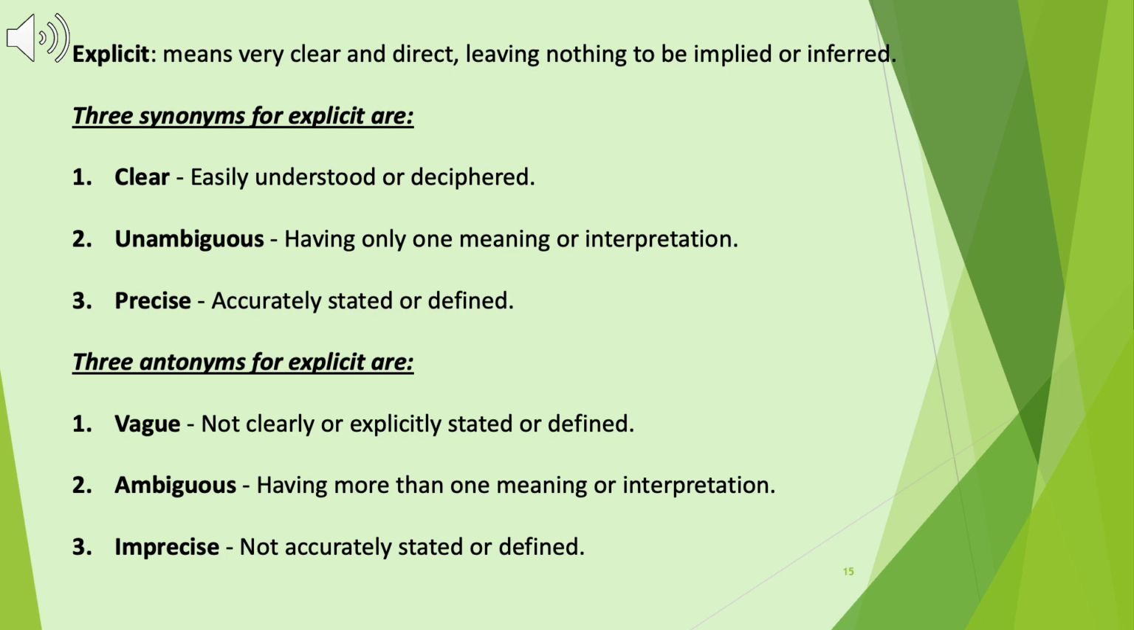Three antonyms for explicit are: vague, not clearly or explicitly stated or defined; ambiguous, having more than one meaning or interpretation; imprecise, not accurately stated or defined.